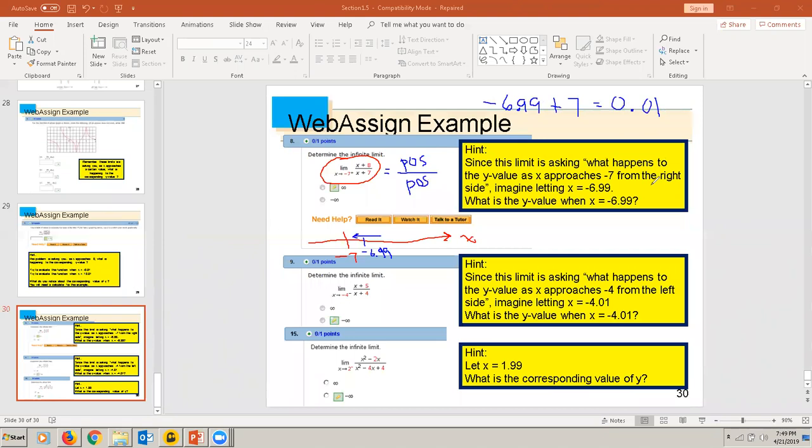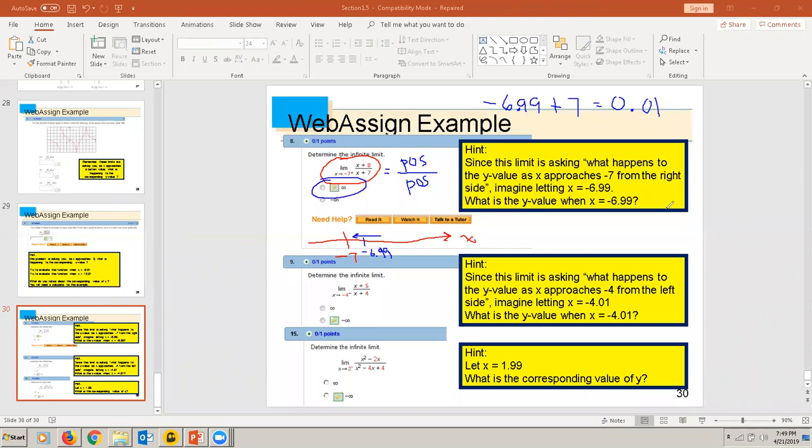The denominator is going to be a number very, very close to 0. You can imagine if you let x be -6.9999. Well, what happens to a fraction if you divide by a very, very small number? Imagine the denominator was 0.00001. Well, if you have a fraction divided by a very, very small number, the fraction itself is very, very large. So does it make sense the answer here can be positive infinity?